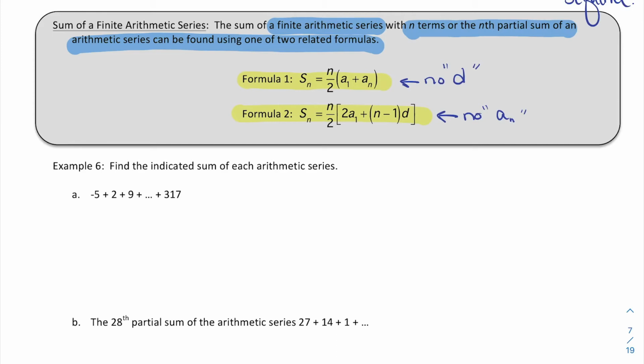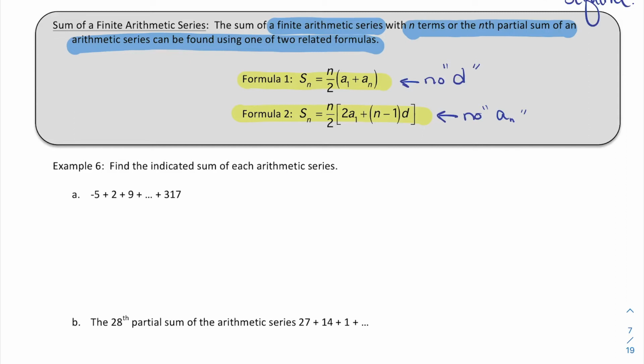So what you want to do when you look at some of these is identify the information that you have that you can sub in, and then choose formula one or formula two. You'll definitely want to be able to use both of them. It's not one where you can just pick one or the other. Okay, so in the first one, there's no common difference. In the second one, there's no a sub n. But there's more than one way to do some of these. So we'll talk about that, I think on B, we'll look at two different ways to do that one, just in case some of you wanna see that.